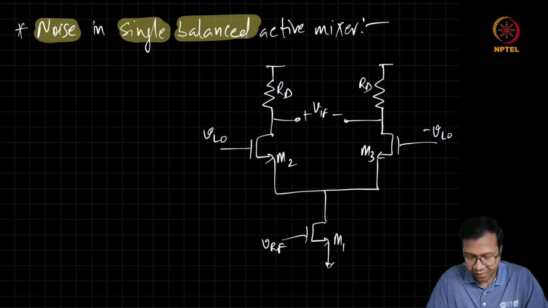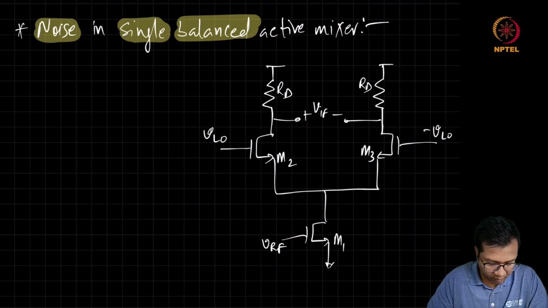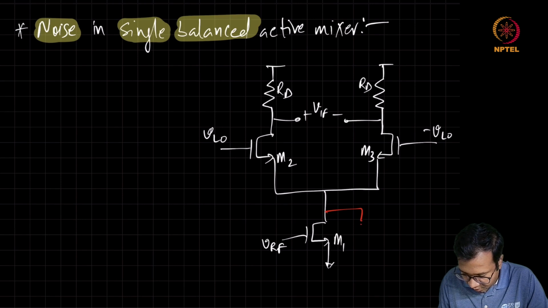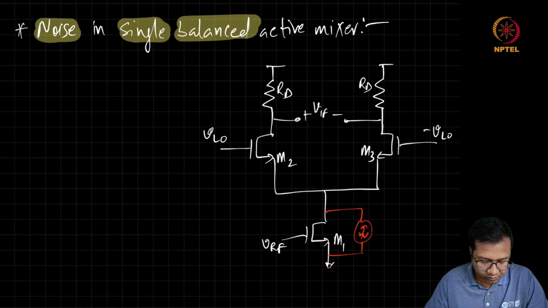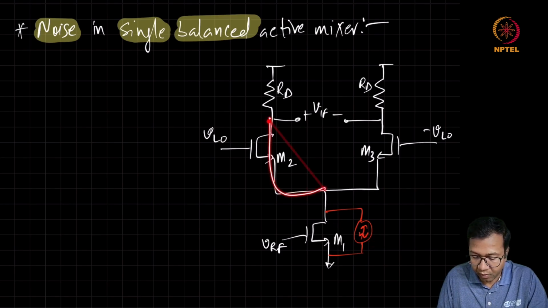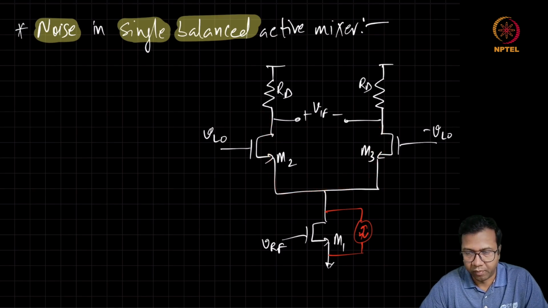Here we have got 3 transistors and 2 resistors. Let us start with this M1. If we have to add the noise source of M1, you can just put a current source in parallel to M1, and this noise source due to M1 is going to flow either to M2 or through M3 depending on what is the VLO value.